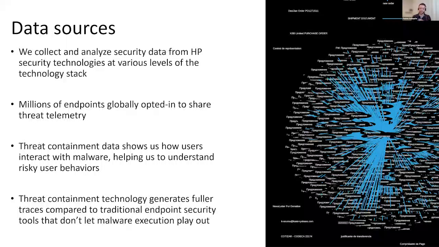The idea here is that we don't get simple hashes of potentially malicious files. We get a whole trace of the threat containment, which gives us a much fuller trace and information on the threats, and not just a single piece of information. So you will get the idea when I get into endpoints and micro-virtualization. We actually let the malware play out within a safe and secure environment, and therefore we can see how the malware behaves on the endpoint.